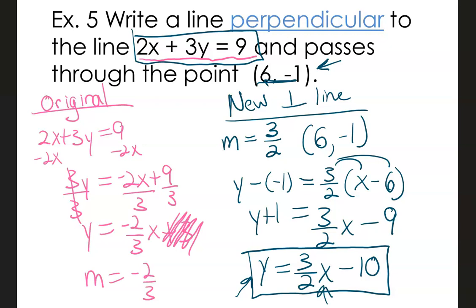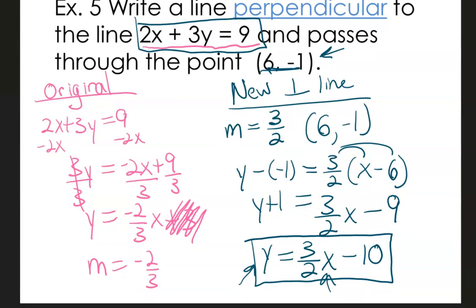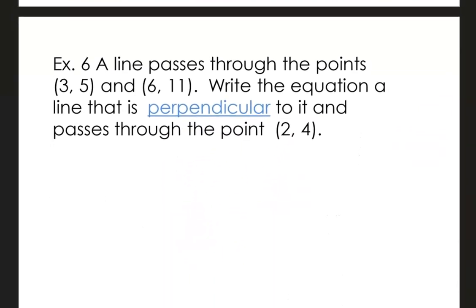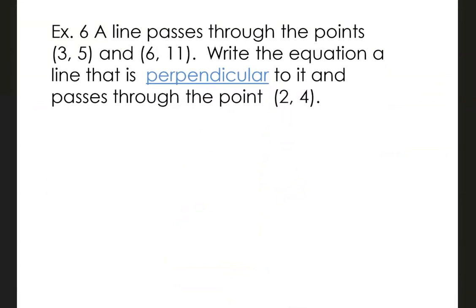Alright, let's take a look at one more example. Example number 6. Now, this example is even a little bit more different, where they don't even give us the equation of a line. They just give us 2 points that a given line goes through, and they want us to write a line that's perpendicular to that.